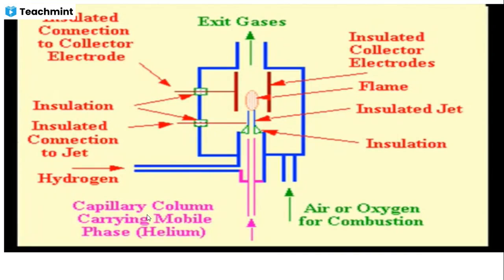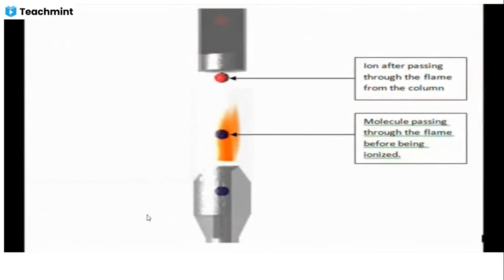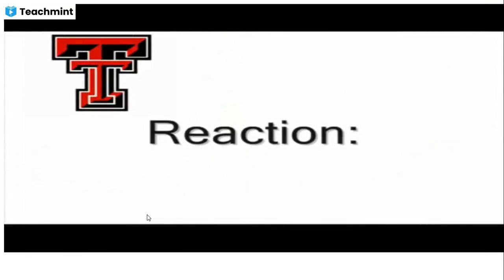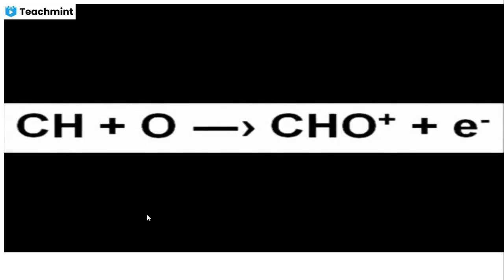As shown by the pink section of the diagram, the eluent from the column enters the detector. At this time, hydrogen is mixed with the eluent so that it can go to a small jet where it is burned. This reaction shows what happens. Carbon atoms produce CH radicals, which produce CHO plus ions in the flame.